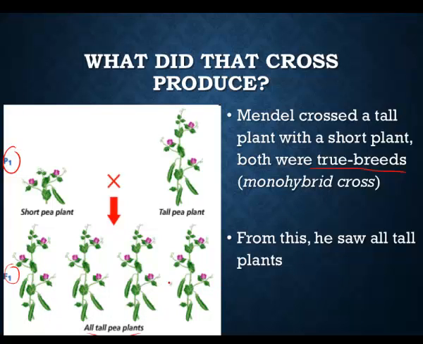So Mendel instantly was kind of like, that's odd. What happened to the short genes? Are they still there? Are they not still there?